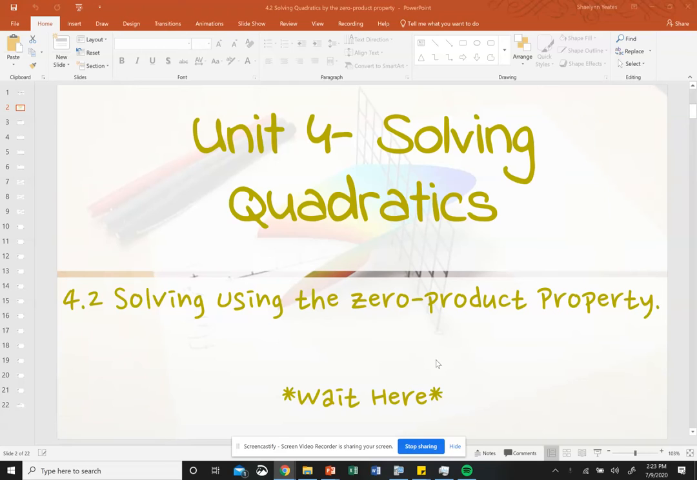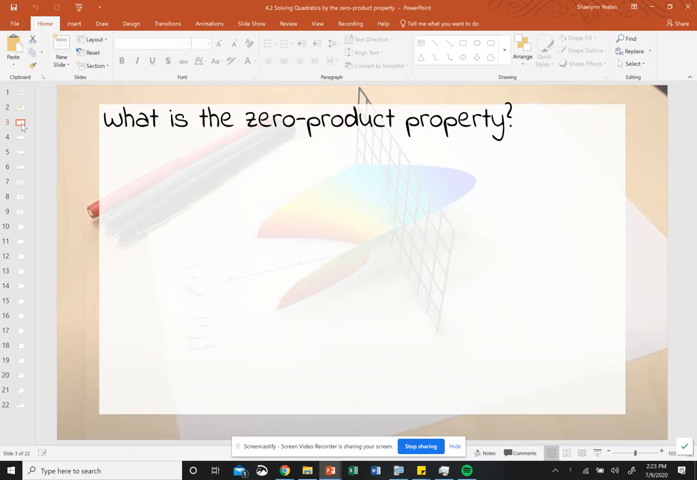All right, so today we're going to solve using the zero product property, which we've kind of used before when we were graphing quadratics that were written in factored form. That's the word. So the zero product property, I've gone over it before, but let's go over it again.